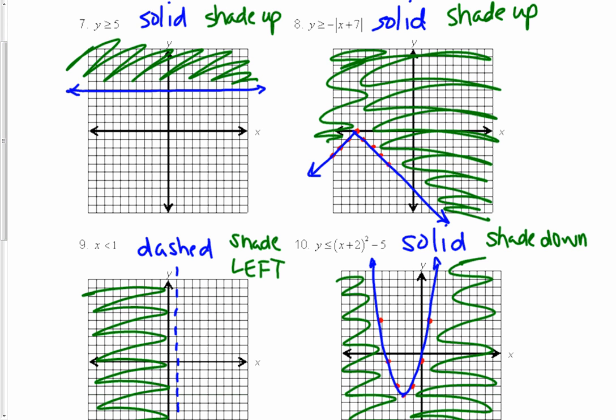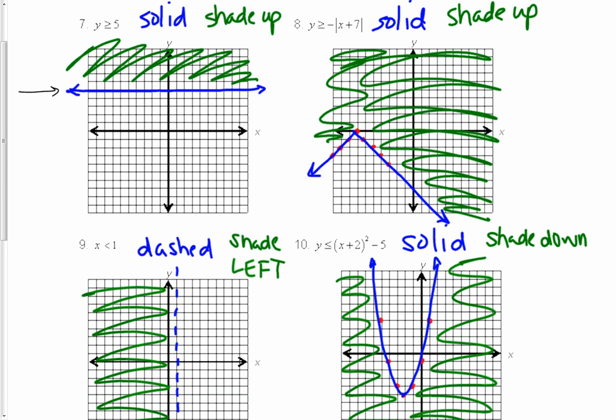All right, here's 7, 8, 9, and 10. Now you notice 7 is a little different because it's just y equals 5, which was just a plain old horizontal line. So you can see when we graphed on there, we were just horizontal. There was no x, so the slope was 0, 0x. And then we shaded up.